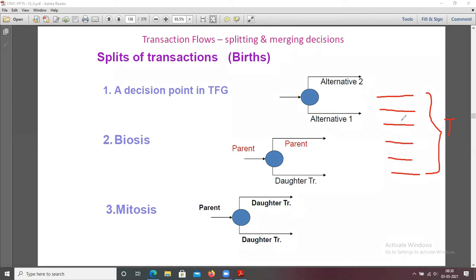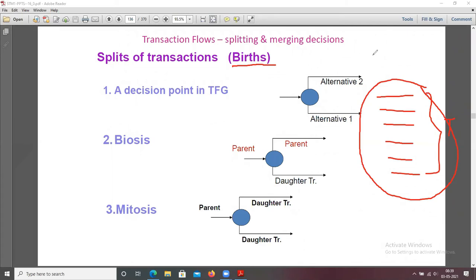Now, when these statements are executing, sometimes they give birth to another transaction. That leads to problems, which we call bugs. When a new transaction is generated, that is where the bugs arise. Birth is nothing but automatically a new transaction being created.